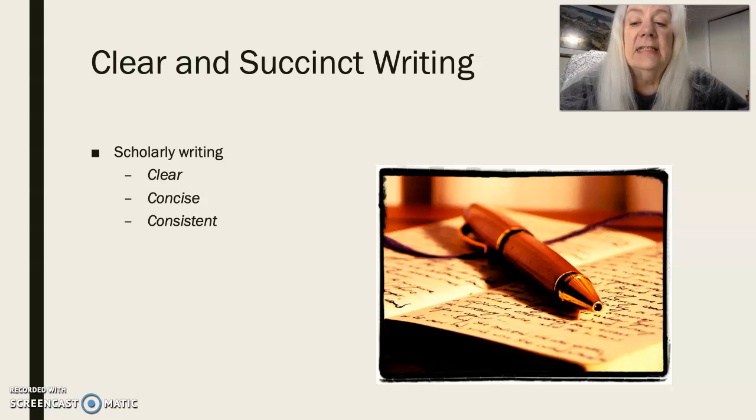Scholarly writing is clear, concise, and consistent. You want to avoid slang words, excessive use of first person, contractions, passive voice, and quotations. Paraphrase rather than use a direct quote. You also want to avoid wordiness.